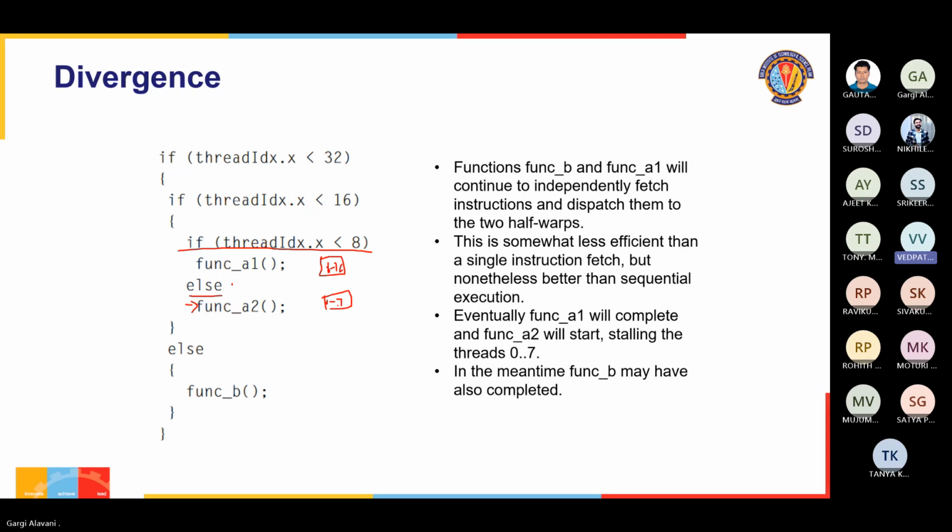Yes. The scheduler will just say for function call A1, only 0 till 7 will execute it. Others will skip it in a way, and vice versa when we go to the else block.